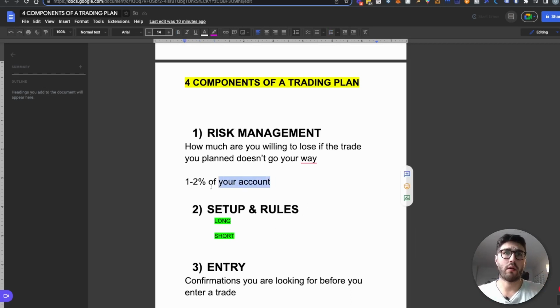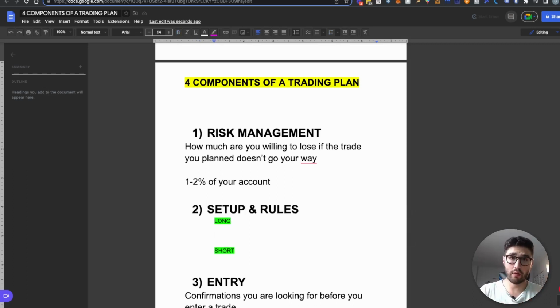So let's say that, as a risk management rule, we have 1 or 2% of the account. Okay, what are the setup and rules? So you need to have setup and rules based on both sides of the equation, based on the fact that you want to go long or based on the fact that you want to go short. And in here, you can write the setup and rules that you are looking for, okay?